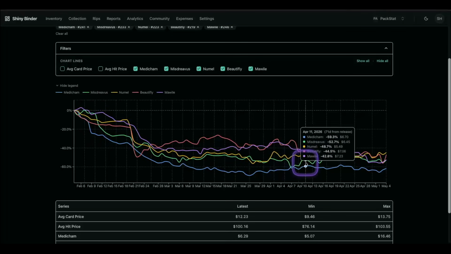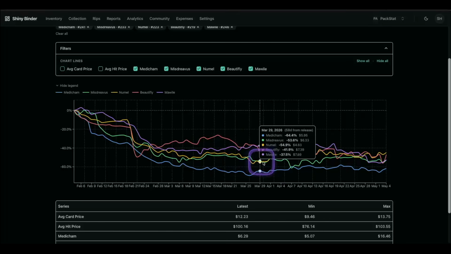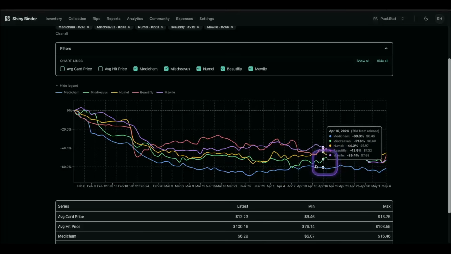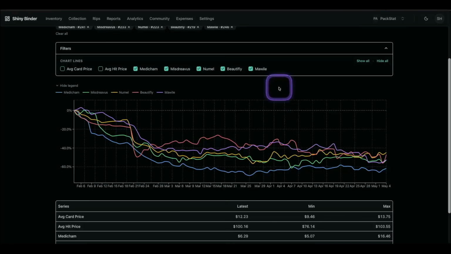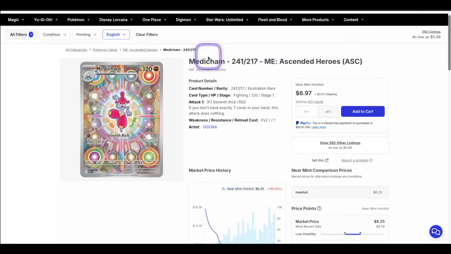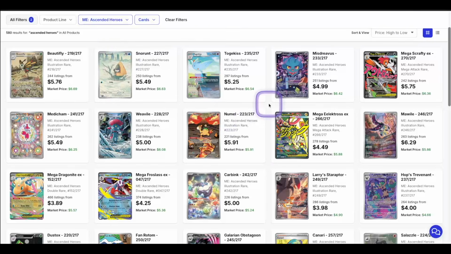Metacham is just holding. That's really it. It's just stagnant like everything else on this chart. What else is here? Maywild, Beautifly, Numole, Misdreavus. So all of them are just in a holding pattern. So if they're in a holding pattern, it may be a good time to buy just because it's stagnant. It may be the bottom.